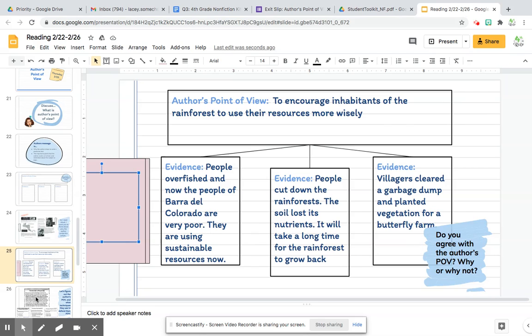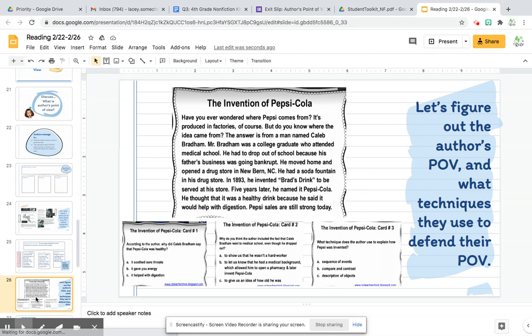Okay, now, let's take a look here before we end today. I have another short little paragraph here about a very popular soda referred to as Pepsi Cola. Let's go through and try to figure out what is our author's point of view, and what are some techniques that they use to help defend their point of view? All right, you ready? We'll read it and then we'll look at some answers together because this will be kind of similar to your exit slip for today.